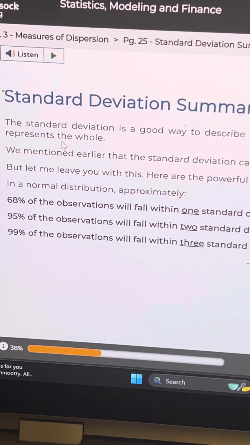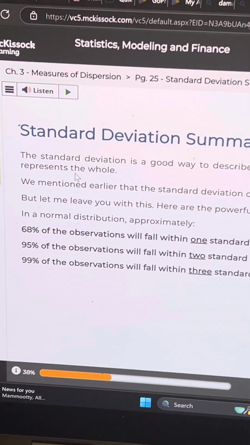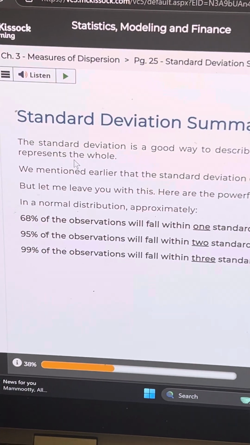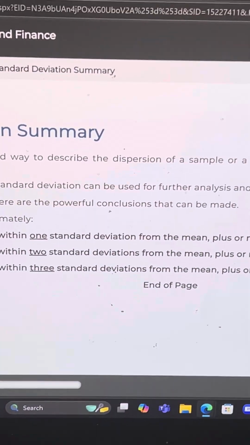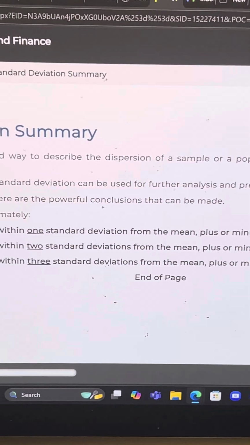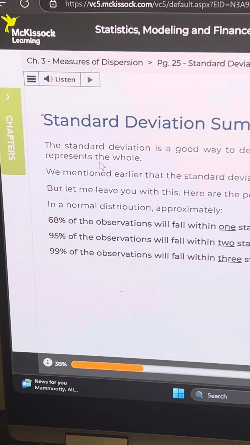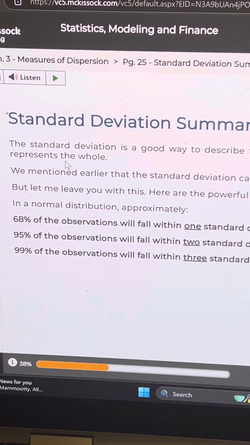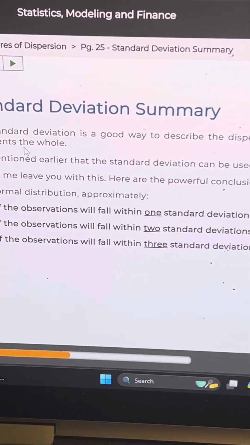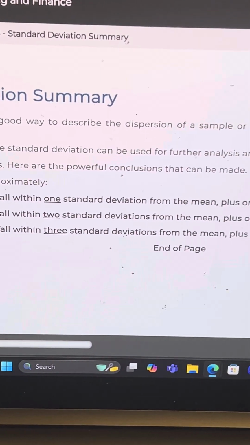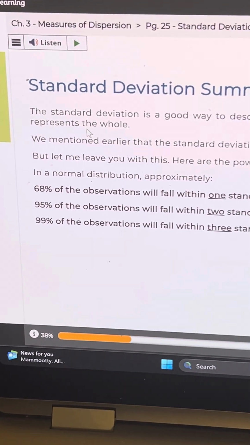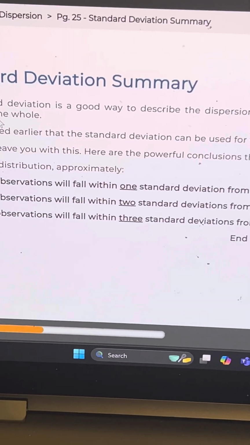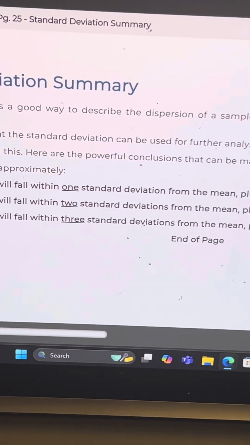In a normal distribution, approximately 68% of the observations will fall within one, that's highlighted, standard deviation from the mean, plus or minus. 95% of the observations will fall within two, that's highlighted, standard deviations from the mean, plus or minus. 99% of the observations will fall within three standard deviations from the mean, plus or minus. End of page.